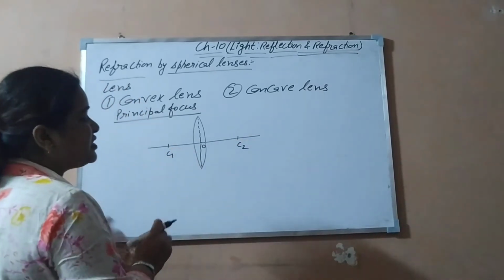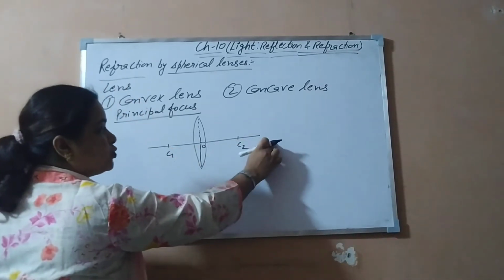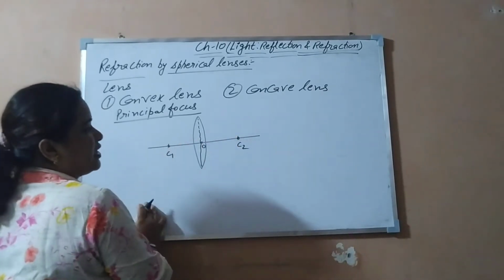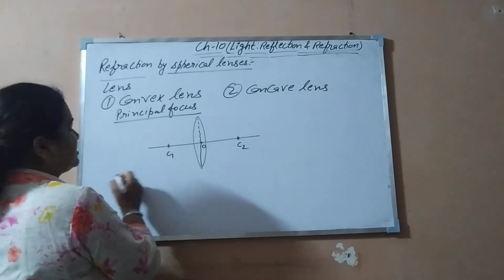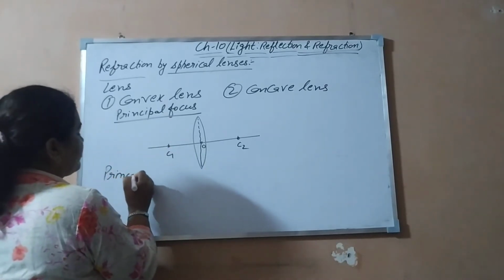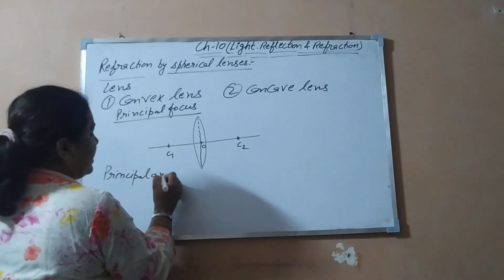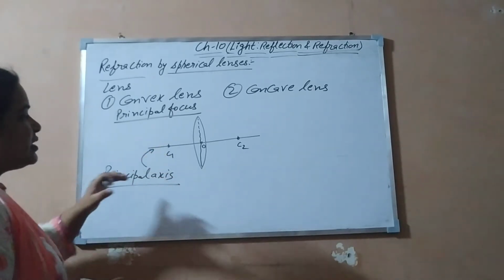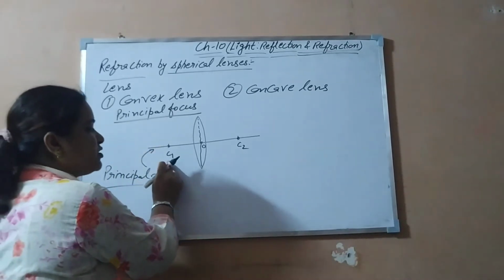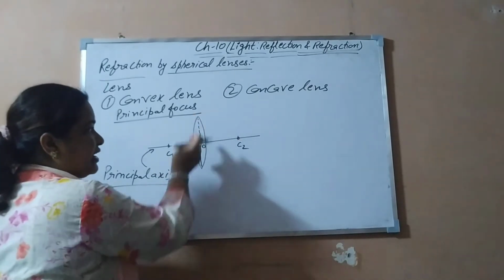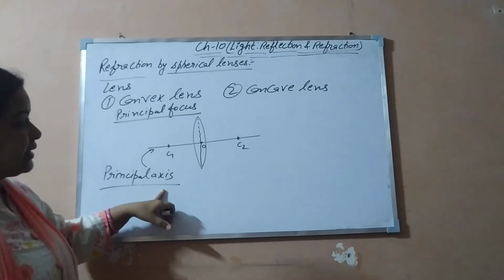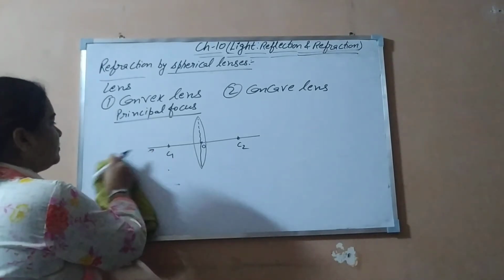So the imaginary straight line passing through this optical center and the centers of curvature of the lens is known as the principal axis. What do we call that? Principal axis. What is principal axis? The imaginary straight line passing through the centers of curvature of the refracting surfaces and the optical center is known as the principal axis.